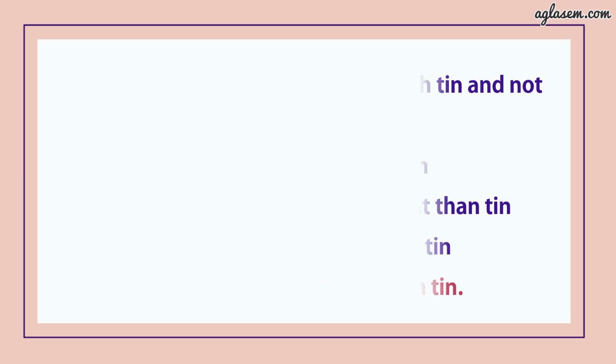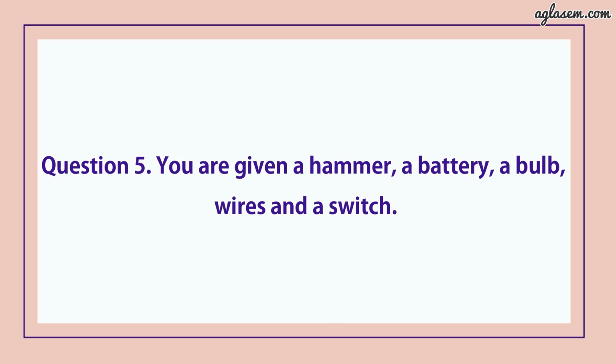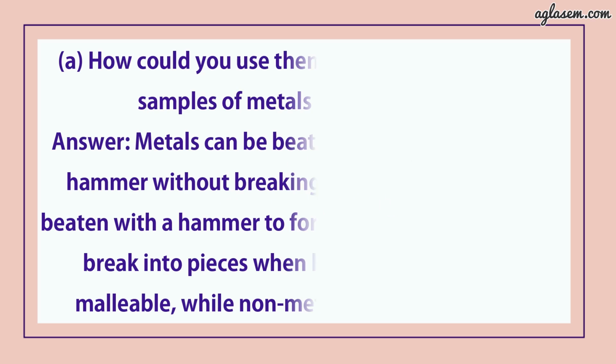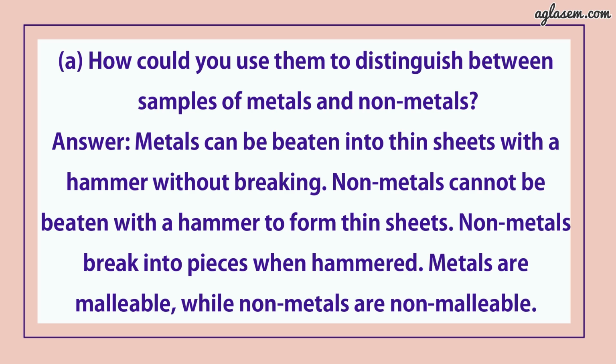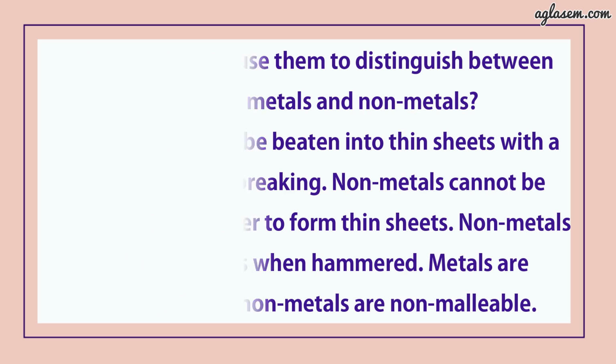Now question number 5 says, you are given a hammer, a battery, a bulb, wires and a switch. First, how could you use them to distinguish between samples of metals and non-metals? The answer is, metals can be beaten into thin sheets with the hammer without breaking, whereas non-metals cannot be beaten with the hammer to form thin sheets. Non-metals break into pieces when hammered. Metals are malleable while non-metals are non-malleable.